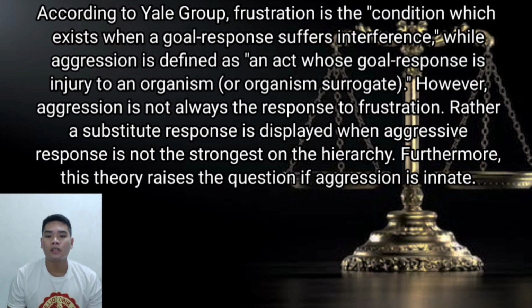violence. According to the Yale Group, frustration is the condition which exists when a goal response suffers interference, while aggression is defined as an act whose goal response is injury to an organism or organism surrogate. However, aggression is not always the response to frustration. Rather, a substitute response is displayed when the aggressive response is not the strongest in the hierarchy. Furthermore, this theory raises the question of whether aggression is innate.